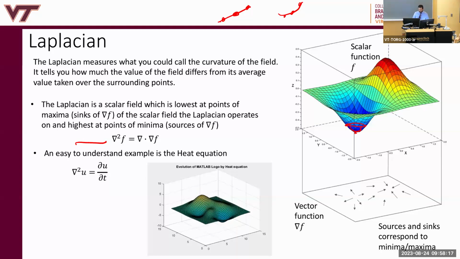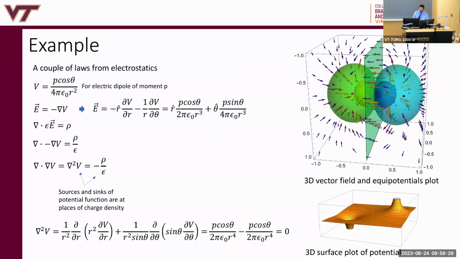All right. A lot of differential equations are written in these mathematical frameworks. We'll definitely unpack Maxwell's equations and understand them. So here's an example, a couple of laws from electrostatics. We have the potential of an electric dipole at the origin: V equals p, the dipole moment, cosine theta, divided by 4 pi epsilon naught r squared. That's for a dipole at the origin.